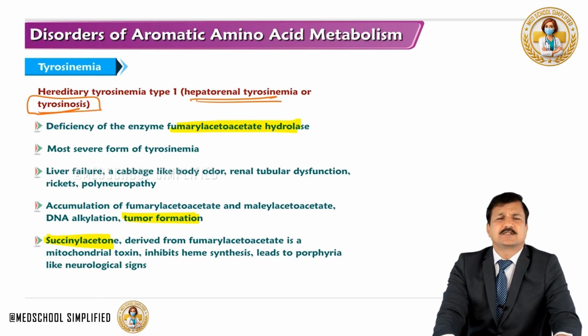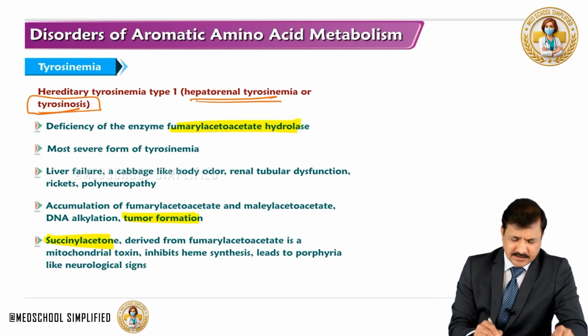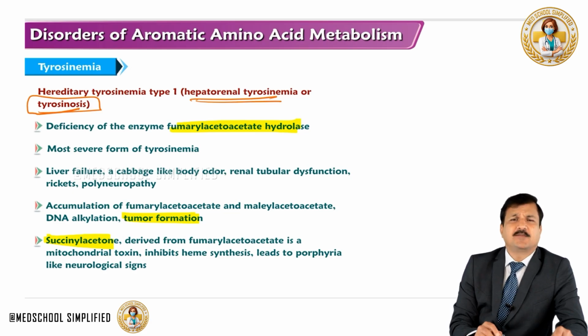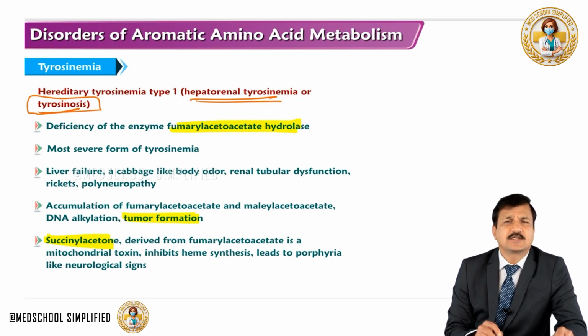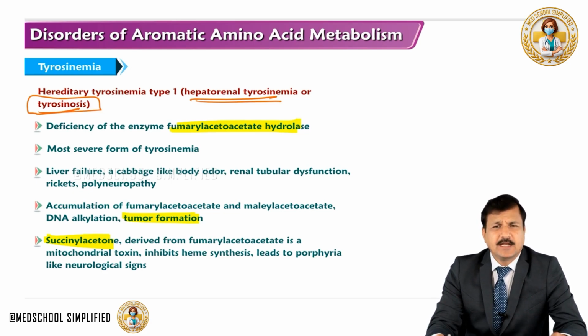Because of these reasons, succinylacetone elevation in hereditary tyrosinemia type 1 may lead to liver failure, kidney failure, and porphyria-like signs and symptoms, which involve neurological signs. So that is the reason why tyrosinemia type 1 patients suffer from severe liver damage and kidney damage, are prone to DNA damage and tumor formation, and also have neurological issues.